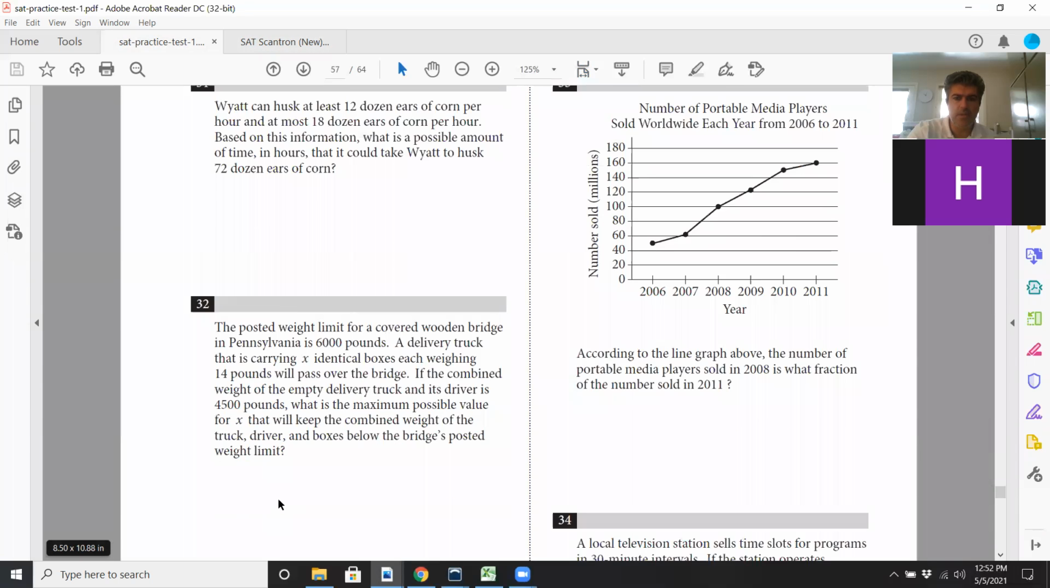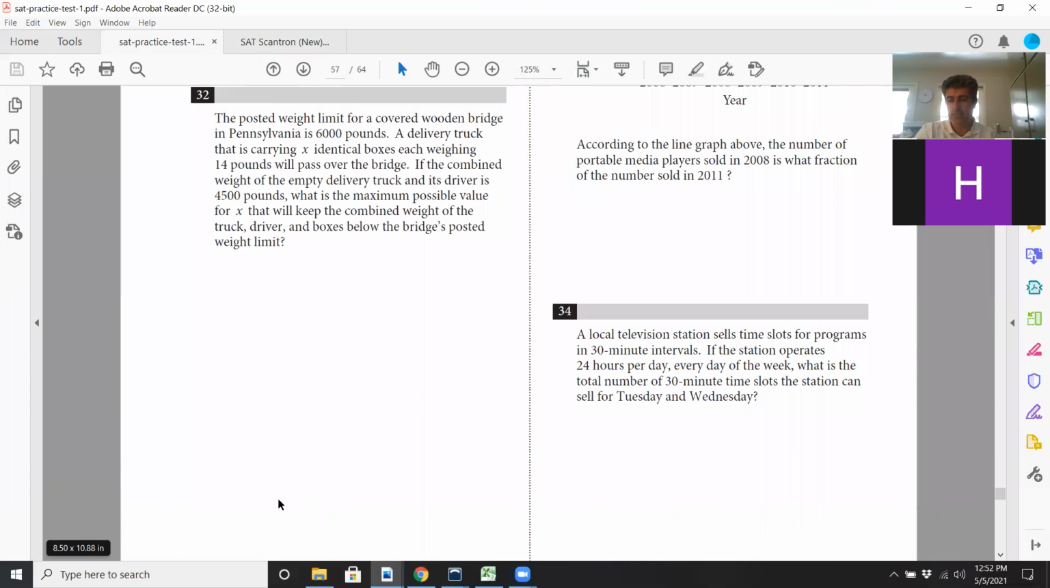Let's look at another one here and then wrap it up. The postal weight limit for a covered wooden bridge in Pennsylvania is 6,000 pounds. The delivery truck carries boxes, each weighing 14 pounds, that will pass over the bridge. The combined weight of the empty delivery truck and its driver is 4,500 pounds.